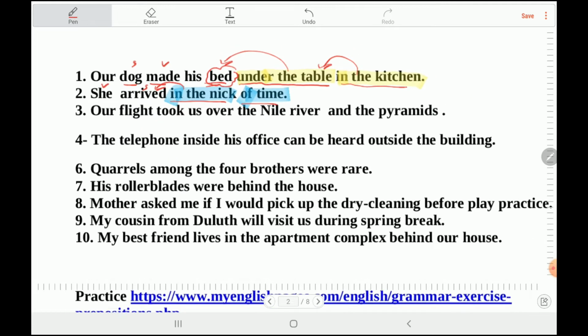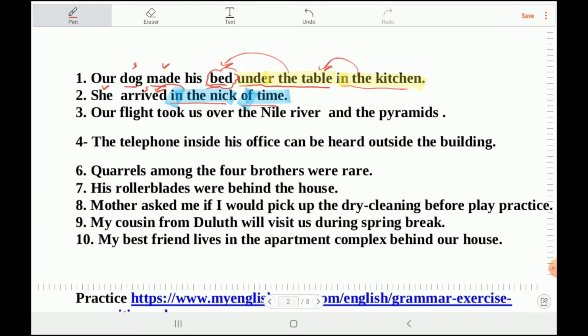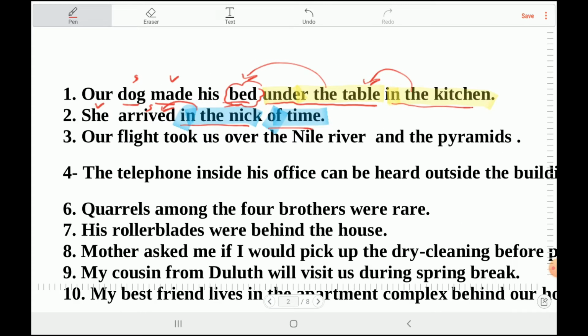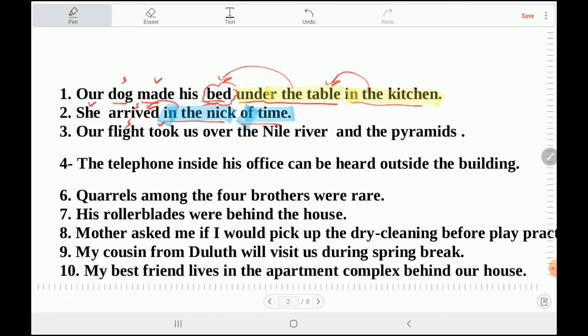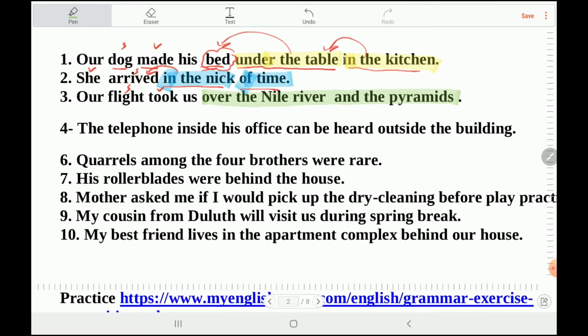طيب number 3. Our flight took us over the Nile and the pyramids. الverb دايما خليك مع الverb. أكيد took, الverb the past from take. Flight is the subject so it's a clause. طب الprepositional phrases, let's do it quickly. Over the Nile and the pyramids. Okay. طيب number 4. The telephone inside his office can be heard outside the building.